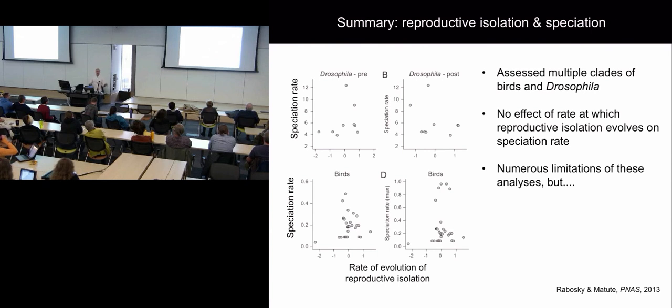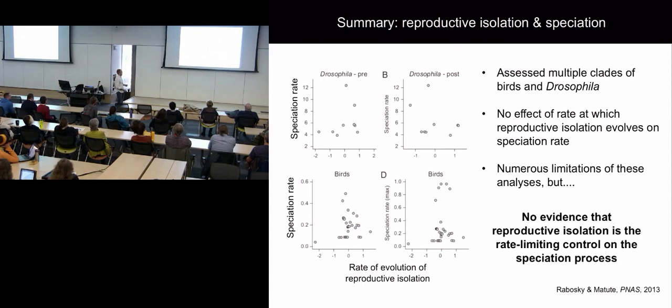And there are a lot of limitations of these analyses, so I don't want to get into too much about them. Reproductive isolation is inherently noisy data, especially for birds. It's very noisy. In the case of Drosophila, the phylogenies that we're using for speciation rate estimation are noisy. But the point is that even after applying these things and thinking about these limitations, it's still true that we don't have any evidence that reproductive isolation is the rate limiting control on the speciation process.